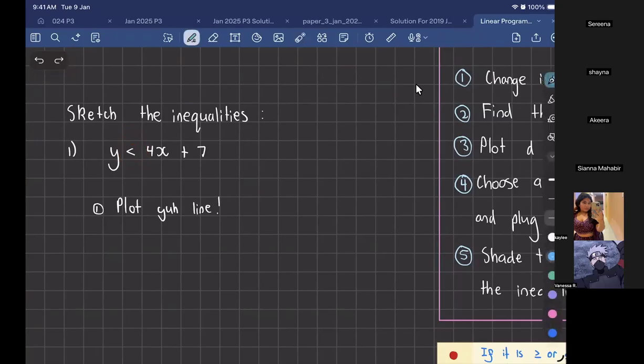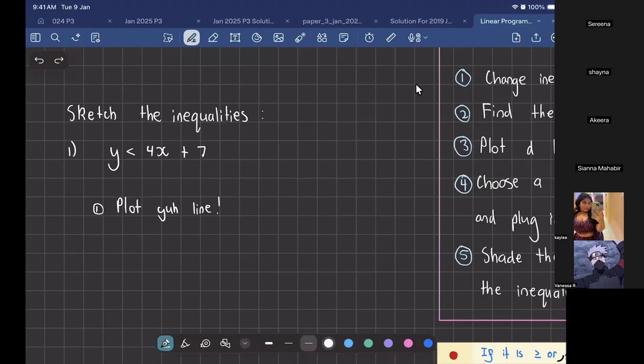Now, the first thing you're going to do is form your equation. Right, so talk to me, guys. What would be the equivalent equation for that? If you have y is less than 4x plus 7, what would the equation be? Y is equal to 4x plus 7. Right, y is equal to 4x plus 7.